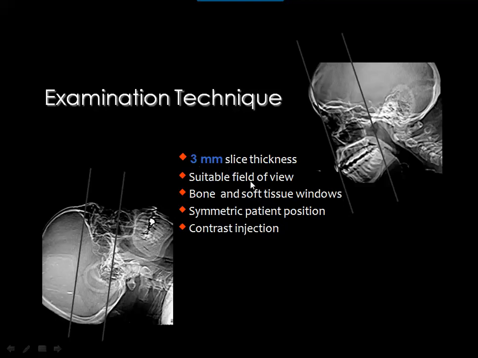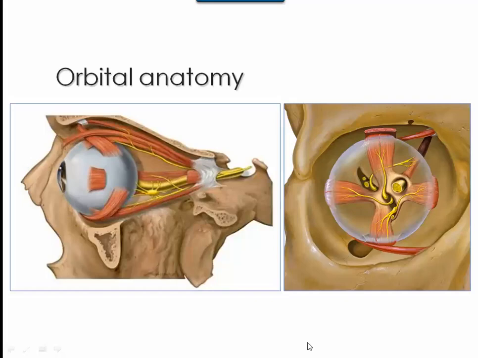When we select a suitable field of view to cover the area of the orbits and the adjacent structures, we should ensure symmetric patient position on the machine. And in imaging display, we use the bone and soft tissue windows, and sometimes we need to inject intravenous contrast material. The orbital anatomy is simple since there are a few important anatomic structures within the orbit. The most important is the globe, of course, and the extraocular muscles, as well as the optic nerve and the lacrimal gland.